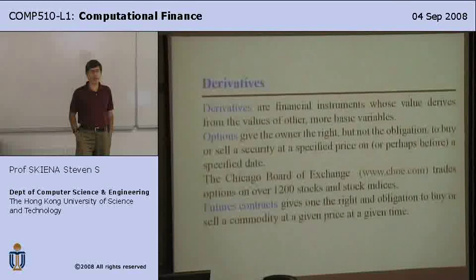Okay, so let's look at an example. If I were to draw a picture of it. Suppose I have an option to buy a share of Google at $500. I can draw a graph of what the value of that option is. Suppose right now you're giving me an option to buy a share of Google from you at $500. What is that worth right now? What does it depend on?